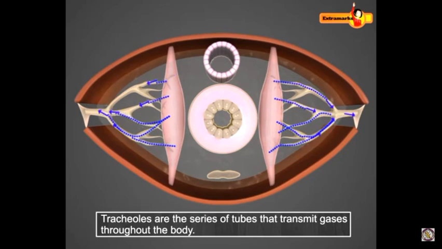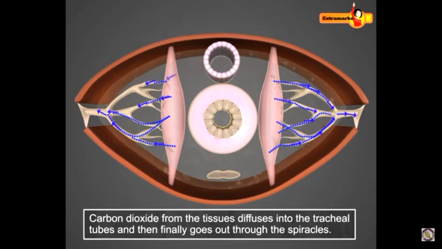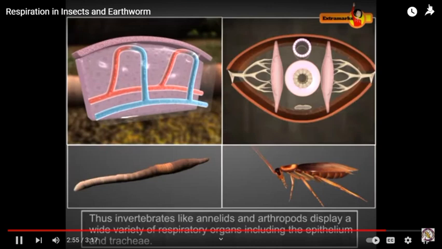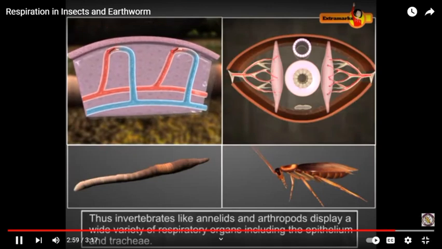Oxygen diffuses into the body tissues from the tracheoles and finally gets absorbed by all the cells of the body, and in return, carbon dioxide that is produced as a byproduct is released by the cells of the body. The carbon dioxide from the tissues diffuses into the tracheal tubes and finally gets out through the spiracles.